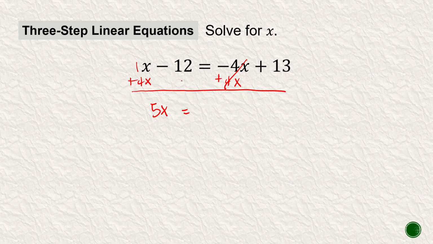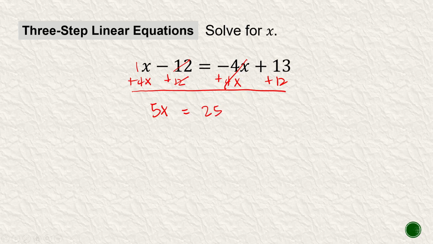Step number 2, since the term with x is on the left side, there's a constant number negative 12 on the left. We want to remove that. So the first step is you remove the x on the right. The second step is you remove the constant number on the left side. So we add the inverse of negative 12, that's positive 12. 13 plus 12 is equal to 25. So that's step number 2.